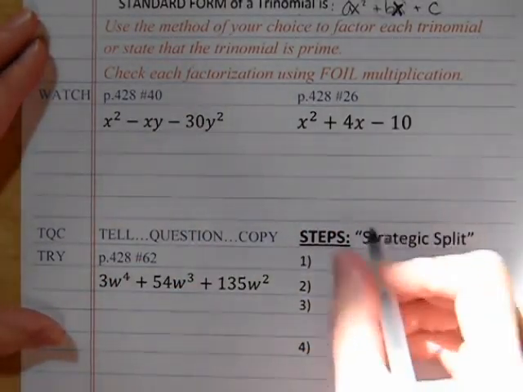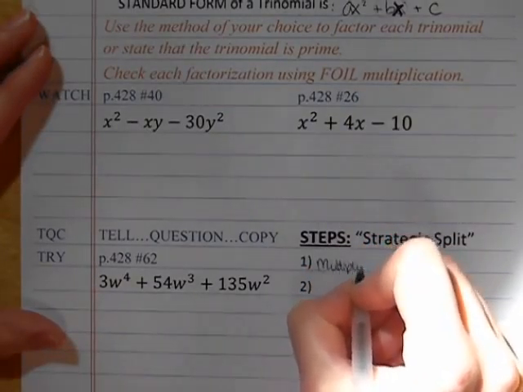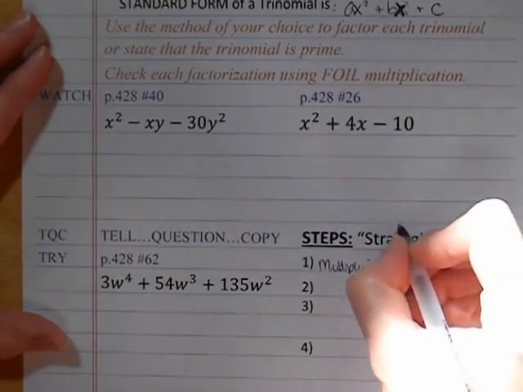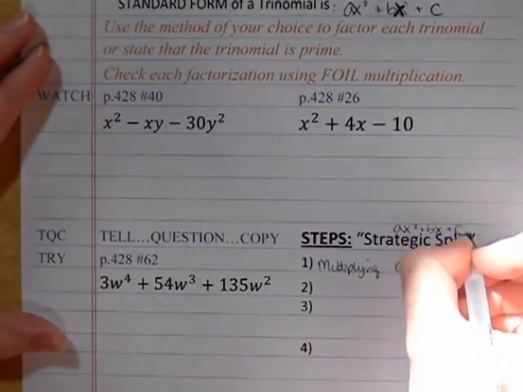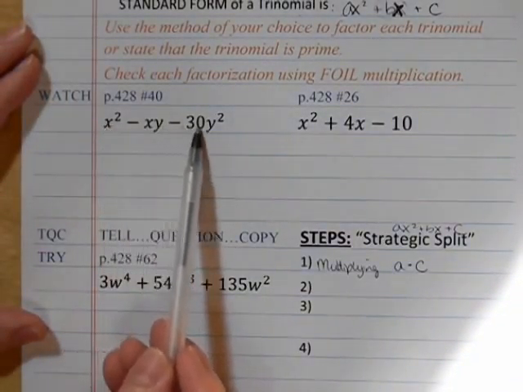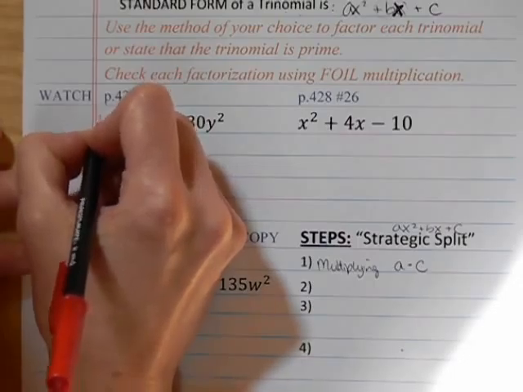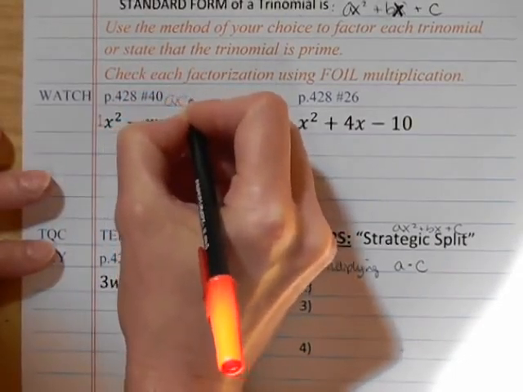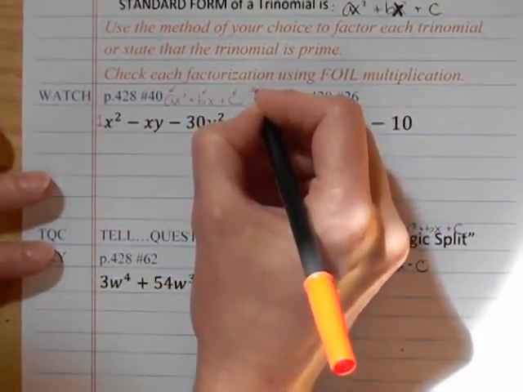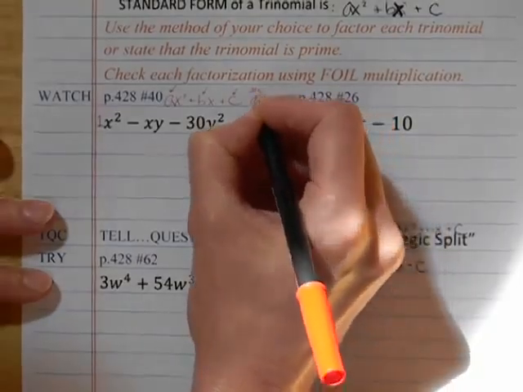For the strategic split down here in the corner, we're going to start by multiplying our A coefficient times our C coefficient. Again, we're starting with ax squared plus bx plus c as our standard form. So in number 40, x squared minus xy minus 30y squared, our A value is the one in front of this. These are the numbers in front, either the coefficients or the constants that we're looking for.